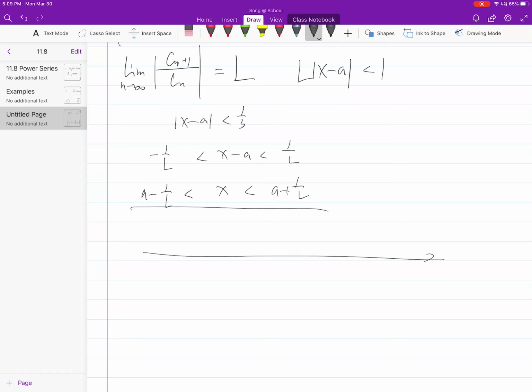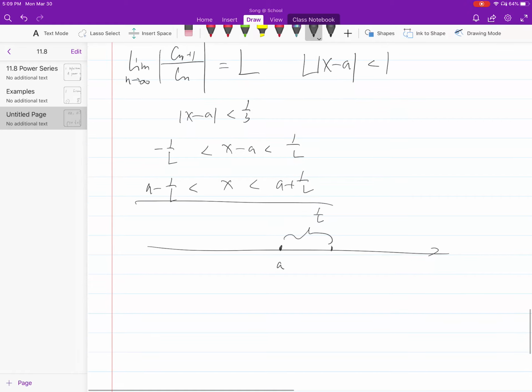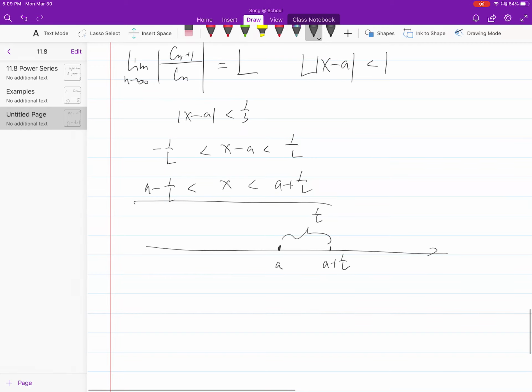Let's draw it. It tells you this is A. This is 1 over L, whatever that number is. It can be bigger or less than 1. So this is A plus 1 over L. And this is A minus 1 over L. And your x will be convergent. Your power series will be convergent if x belongs to here. So this is the interval of convergence.